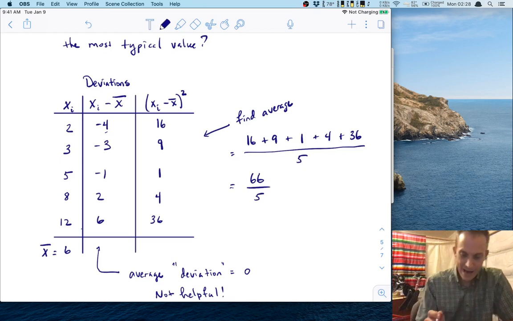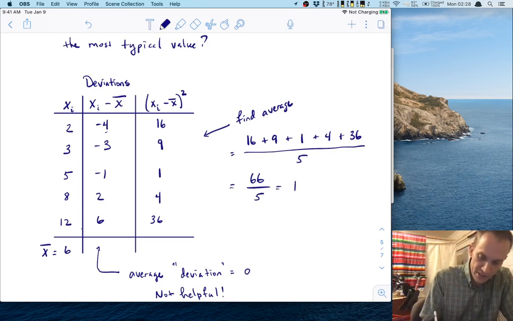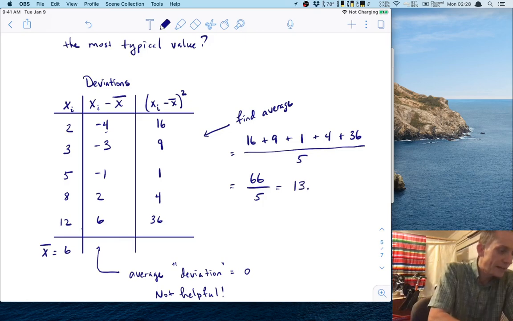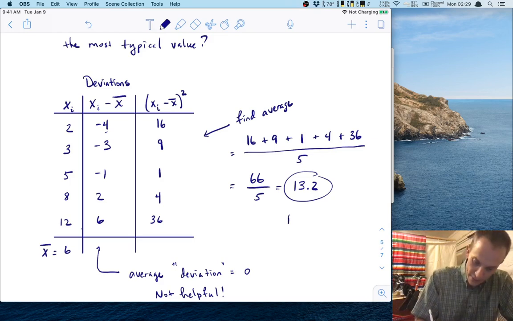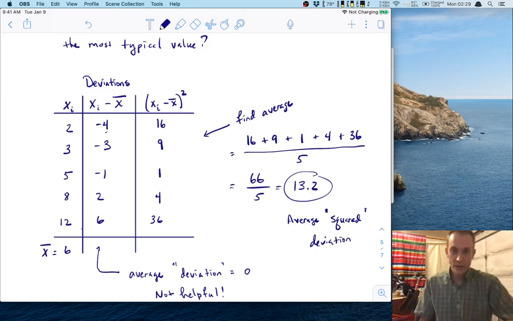And if we do that, I think that this gives us 13.2. Let me just check that real quick. 66 divided by 5 is exactly 13.2. Okay. So the average squared deviation here, and let's write down exactly what that is. That is the average squared deviation, is 13.2. So maybe somehow that will be a good index of variability.